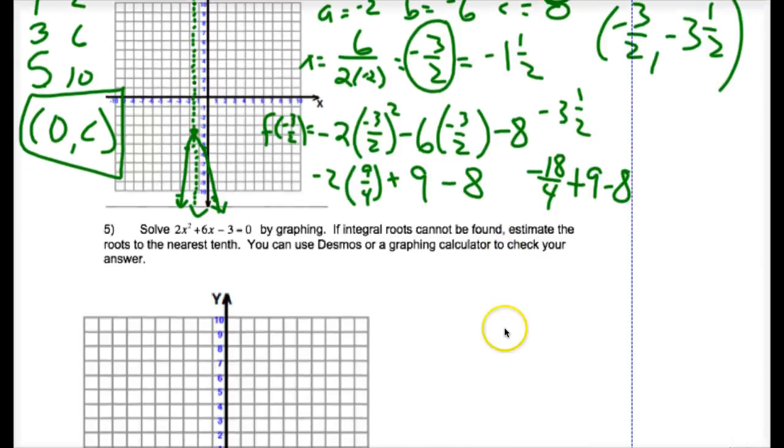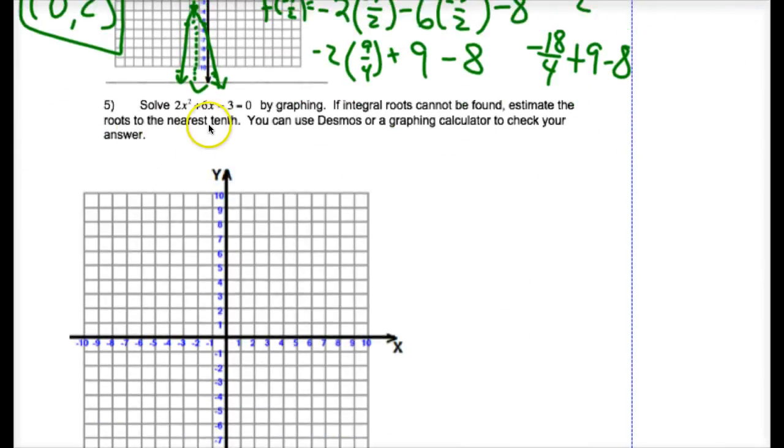All right, now this one. Solve 2x squared plus 6x minus 3 equals 0 by graphing. All the ones we've done so far have integral roots that work out nicely, like 1 and 3, -6 and 0. Sometimes you have to estimate to the nearest tenth or nearest hundredth, and then you can use Desmos or a graphing calculator to check your answer. So no typing this into Desmos yet. If you've already done that, clear it.